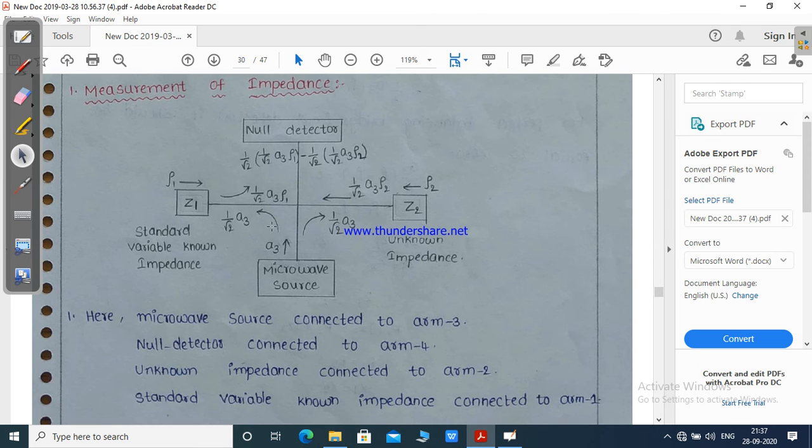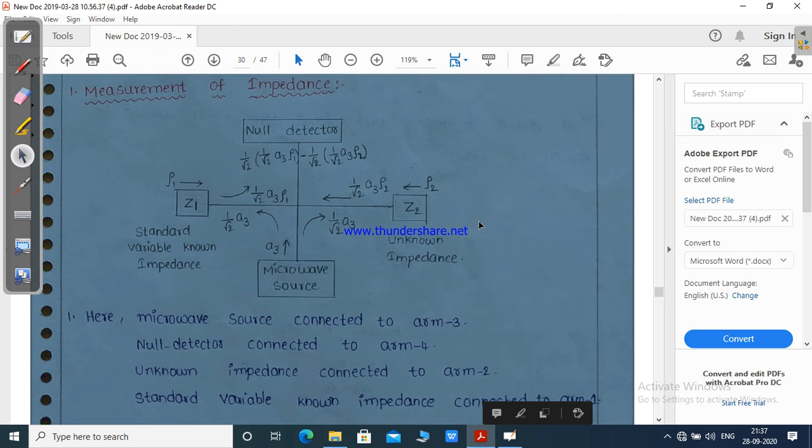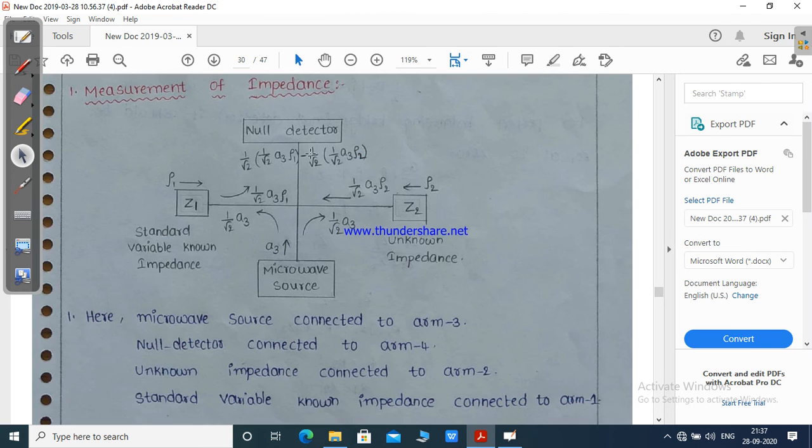So if the terminations match, both are equal, Z1 equals Z2, and at that time at port 4 we detect 0. That means the impedances Z1 and Z2 are in equilibrium. If they vary, the null detector will show some value. When the Z1 and Z2 values are equal, at that time we get null detection. Why? Because here it is the same phase, and here there is a 180 degree phase shift, so out of phase. Due to the combination of these signals, we get 0 output. When the impedances Z1 and Z2 are different, we cannot get null detection.